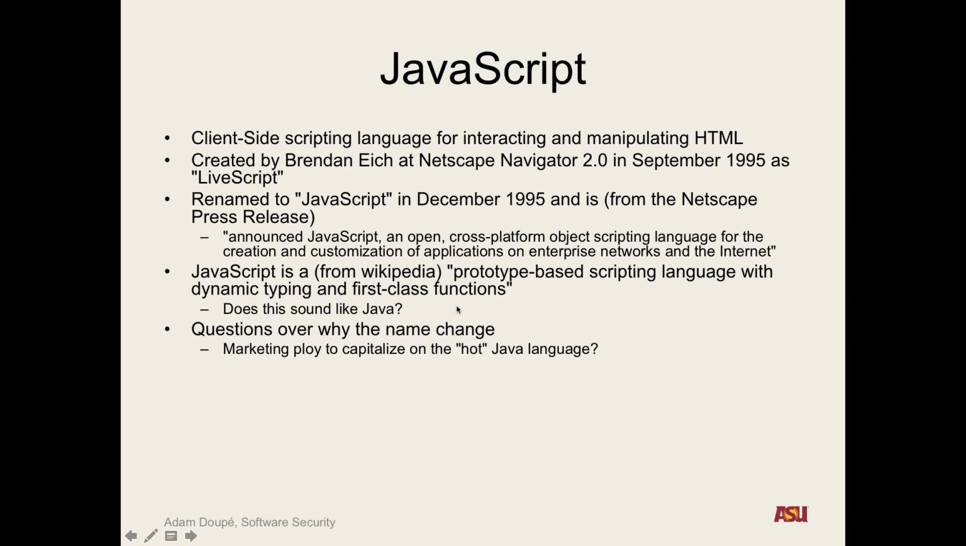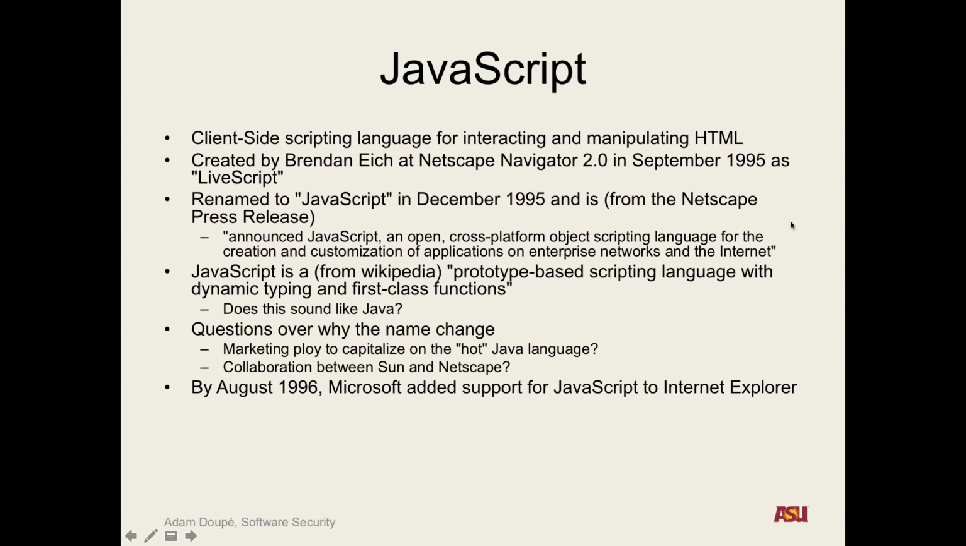So there are some questions over why the name Java. Some people feel that it was a marketing ploy, because Java, believe it or not, at the time was "write once, deploy everywhere." It was the hot programming language. Everybody was talking about Java. It had a huge buzz. So one of the theories is that they changed the name to take advantage of this buzz and basically piggyback on that. There's some collaboration between Sun and Netscape, so maybe somebody there was like, hey, you should call it something like Java.